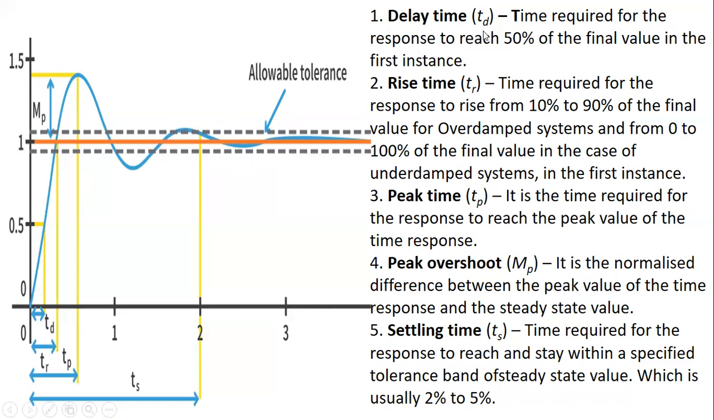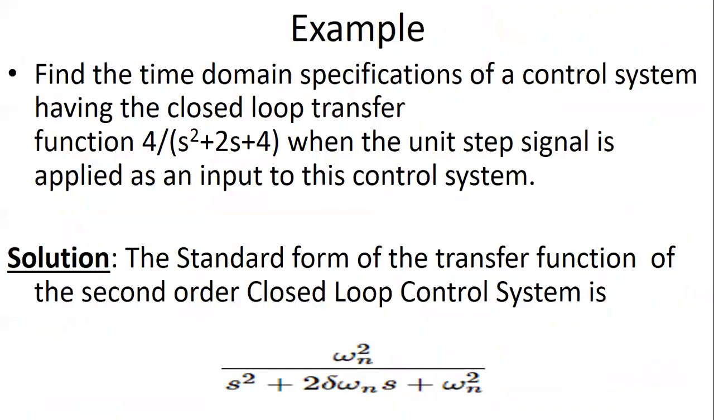So these delay time TD, rise time TR, peak time TP, peak overshoot MP, and settling time TS are the time domain specifications or time response specifications. And then let's understand this with an example.